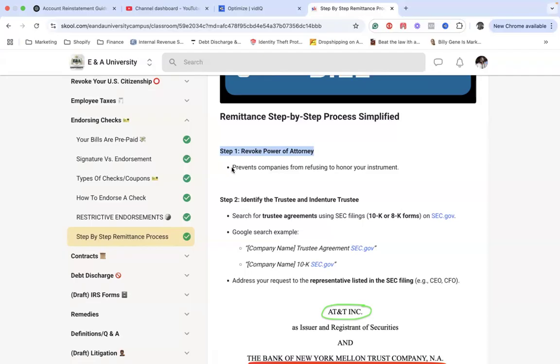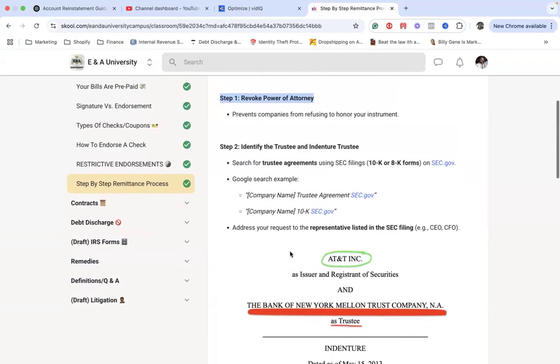Some of you are probably wondering, well, how do I do that? It's a great question. I'm going to be adding letters underneath this section, all the letters you're going to need. You'll be able to use the copy and paste letters just like you do in the credit campus, fill in the blanks and mail those off to the right place.